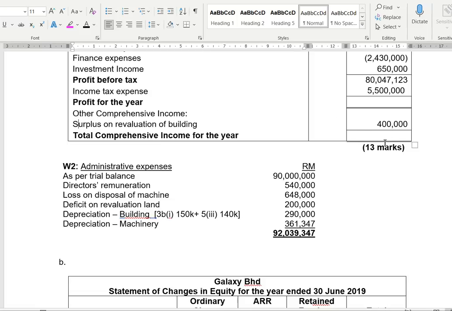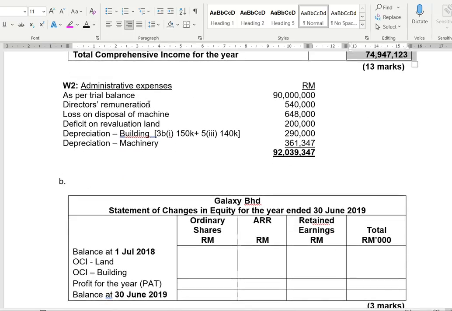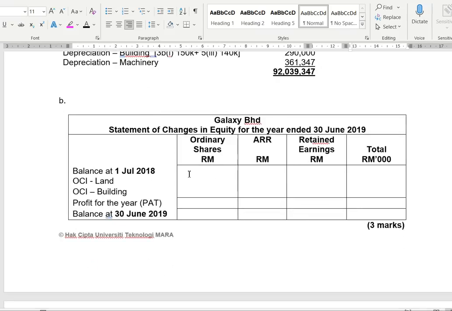So 400,000, and the other comprehensive income profit for the year would be this. Okay, profit for the year 74,547,123, and this is your other comprehensive income. Then prepare your statement of changes in equity.